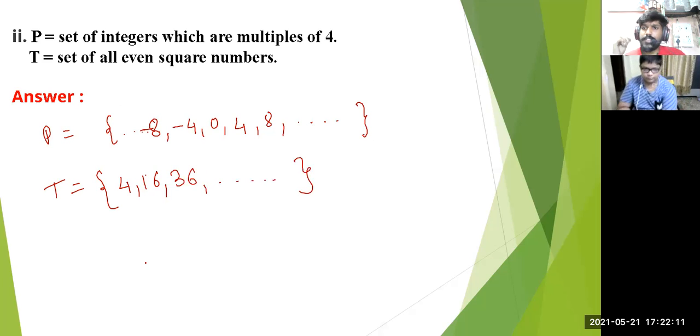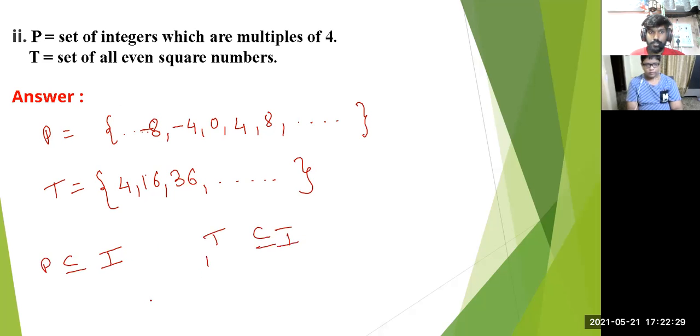Now tell me which will be a suitable universal set for this. Set of integers? Correct, I. So P is a subset of I and T is also a subset of I. So the set of integers will be a universal set.